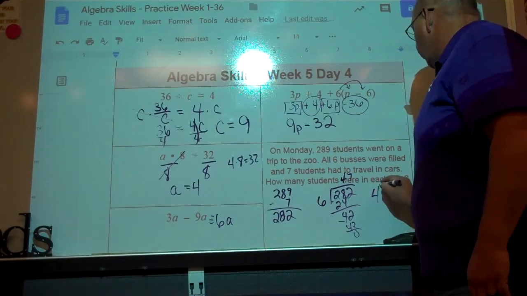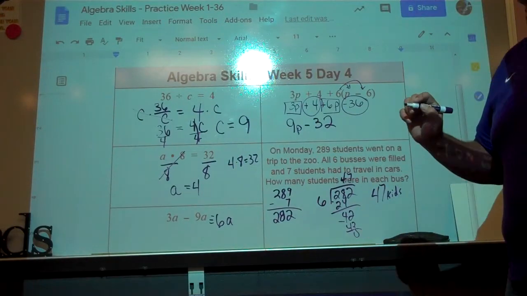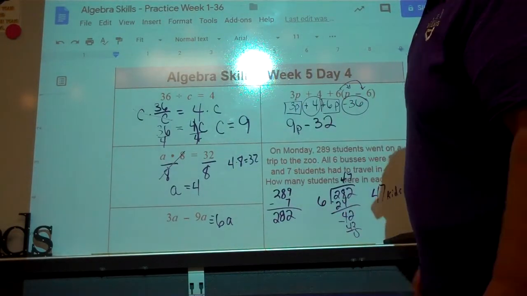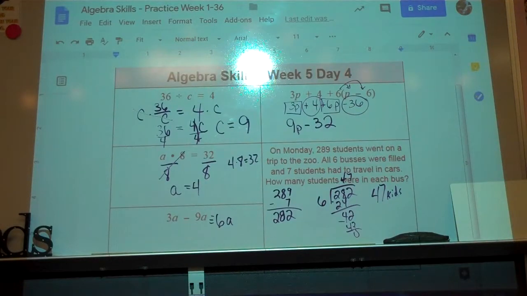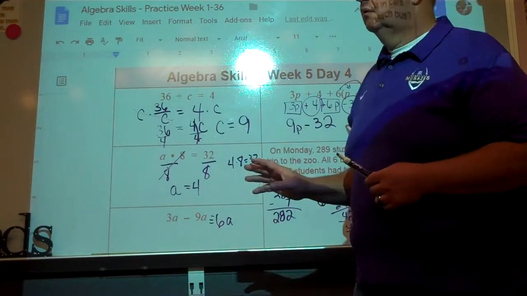So there's 47 kids. Where? On the bus. Yeah, each bus has 47 kids. Okay, good. Good job. Make sure you get those written down on your paper so that you can get credit for that. Any questions on these 5 problems? Everybody's good?